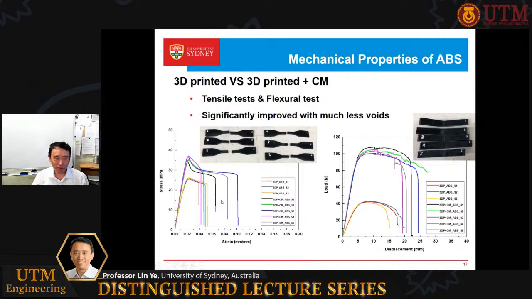One group is directly from the 3D printed specimen. The other is after 3D printing with further compression molding. This is tensile, this is flexural. You can see there's a big difference, in terms of the ultimate tensile strength and also the Young's modulus. So you can see the voids have a big impact. The compression molding substantially reduces the void content inside the material.